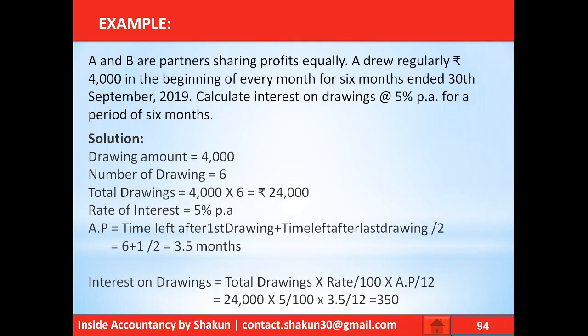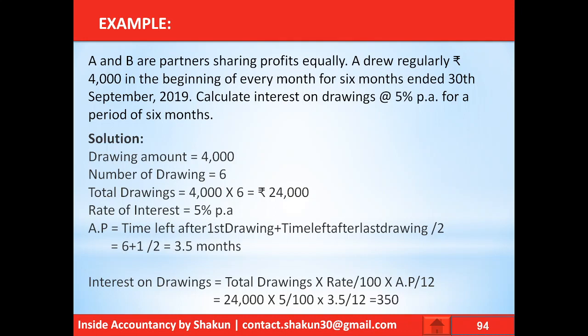Time left after first drawings. Since we are calculating it for a period of 6 months which ends on 30th September, so you see it for a period of 6 months only. The time left after first drawing: the first drawing when you are making on 1st of April, the time left after that is 6. And the last drawings you are making on 1st of September, so the time left is 1. So 6 plus 1 by 2, that is 7 by 2 is equal to 3.5 months, which is the average period. You can directly apply the average period as well.